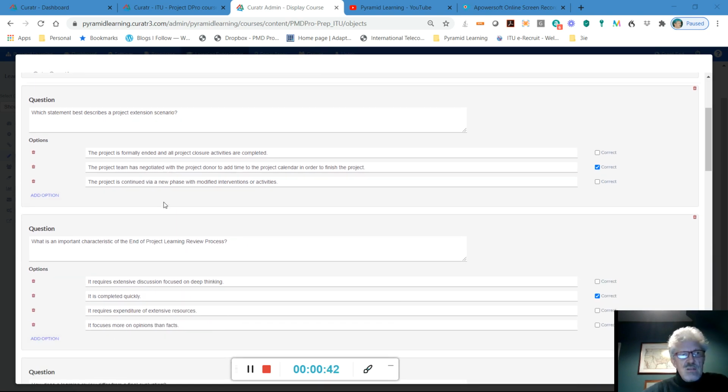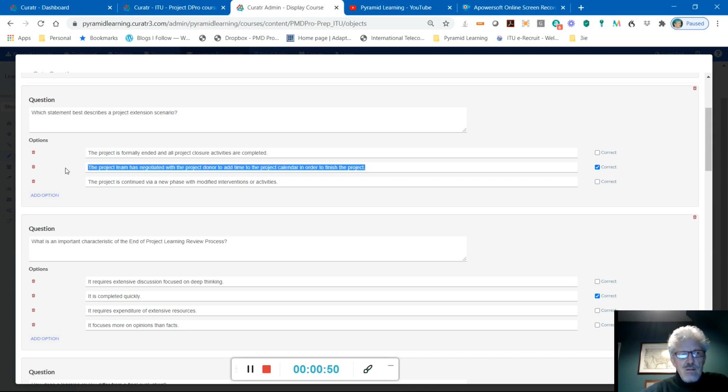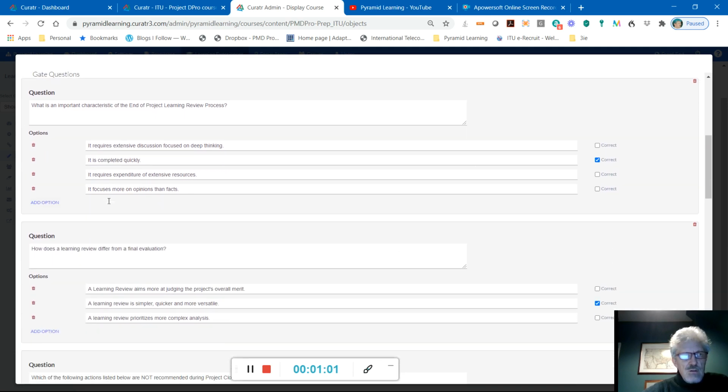Moving on, which statement describes a project extension scenario? Well, the correct answer here is B, because extension is usually about time. We need some more time, so we have a for-cost or a no-cost extension. Next question, what is an important characteristic of the end of project learning review process? This is one that you either know from the guide or you don't. Evaluations are about deep thinking, but a learning review is meant to be quick. So that's the correct answer.